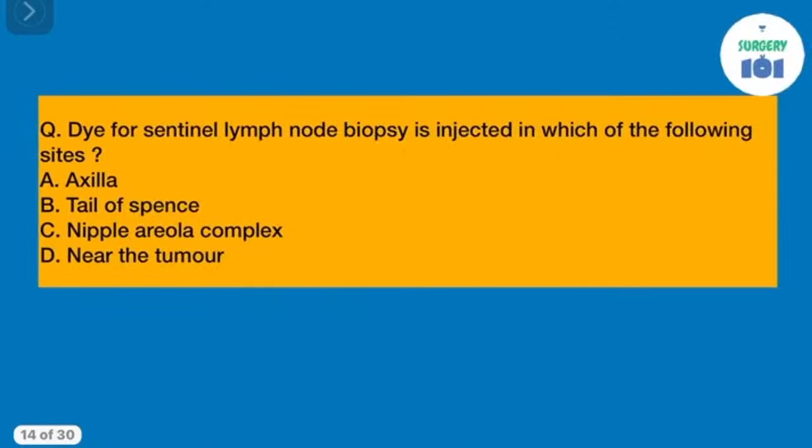The next question which I have for you guys is about the dye for the sentinel lymph node biopsy whenever you are performing it for the carcinoma of the breast. Where do you inject this particular dye? Do you inject it in the axilla, in the tail of Spence, in the nipple areolar complex, or near the tumor? This is one of the controversial questions, not exactly controversial, but you do not have a straightforward answer for this. The best possible answer to this particular question is near the nipple areolar complex.